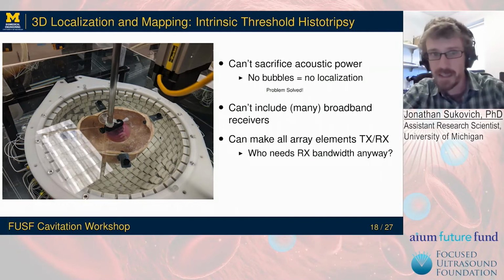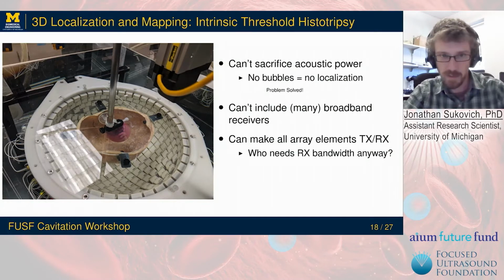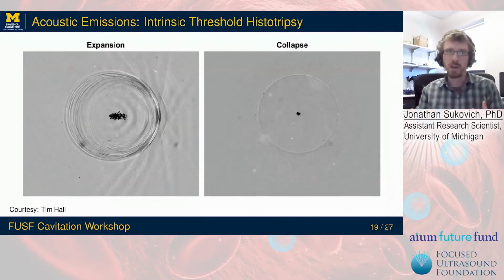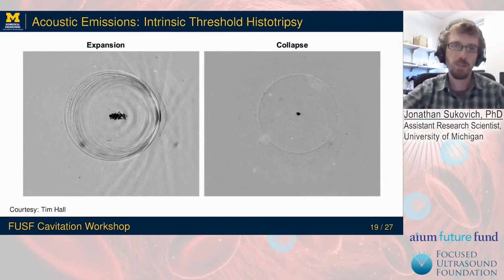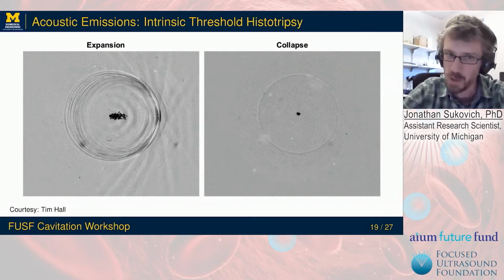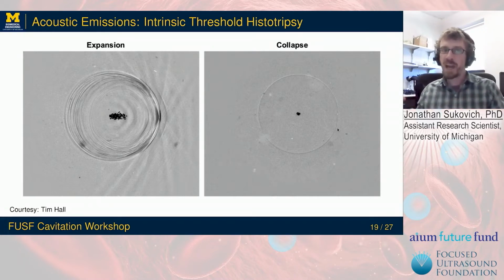The issue with that is that these array elements are super narrow band, so we lose all of the frequency domain broadband information that you get out of hydrophones or ultrasound imaging arrays. But in intrinsic threshold histotripsy, an important thing to keep in mind is that the pulses that you use to generate the bubbles are really, really short, so two acoustic cycles. So there's no scattering of that acoustic pulse off of the nucleated bubbles. Really what you get during intrinsic threshold histotripsy is the shockwave emission during nucleation and the shockwave emission from the bubble collapse. There's no scattering or anything like that.